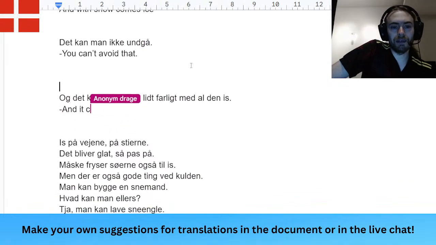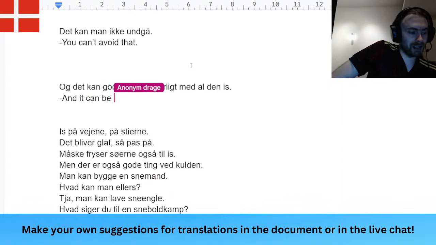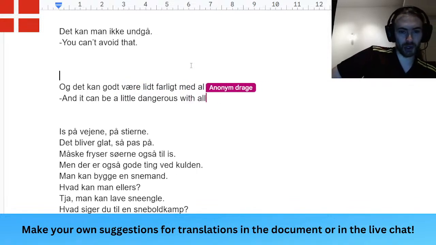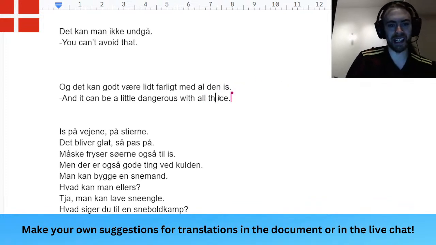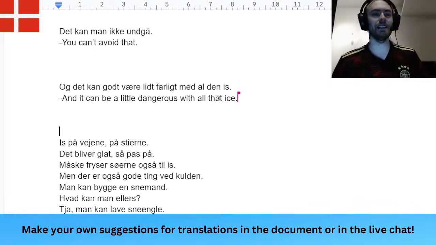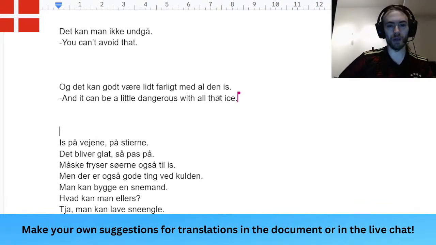Og det kan godt være lidt farligt med al den is. And it can be a little, what is farligt? Dangerous. Yeah, it can be a little dangerous with all, you almost have it with all that ice. Pretty close, because isen would be the ice. Det kan godt være lidt farligt med al den is. It can be a little dangerous with all that ice.